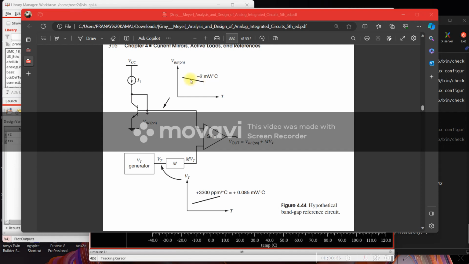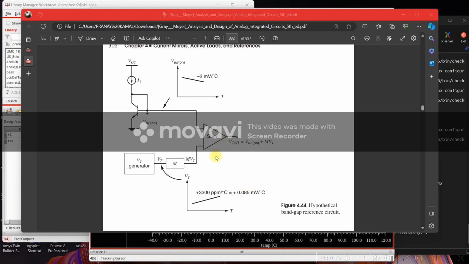That means the slope of the curve with temperature decreases at a rate, here it is minus 2 millivolt per 1 degree Celsius. Similarly, by using two CTAT sources, that is complementary to absolute temperature, we can generate a PTAT source which will increase with increase in temperature. So it is called proportional to absolute temperature. Here the rate of increase is 85 microvolt per degree Celsius.